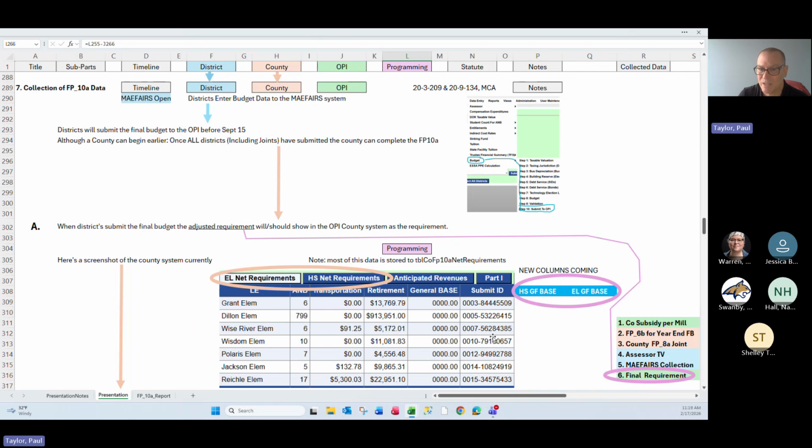And what you see here currently, notice in the county database, there's a submit ID number. This number should match the number that's printed on the district's budget. Districts are required to mail or send a copy of their budget to the county. Counties should take time to make sure that the budget submit ID number matches the submit ID number showing up in the county database on this FP10A sheet.